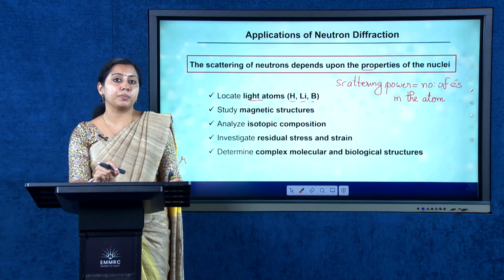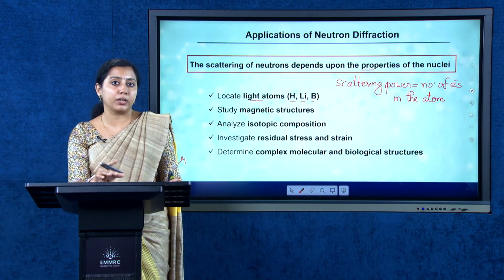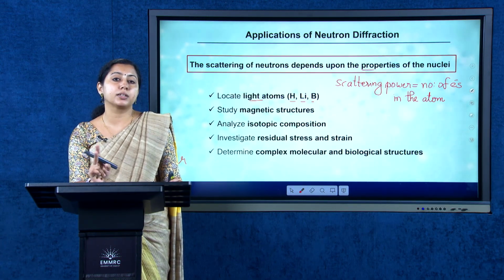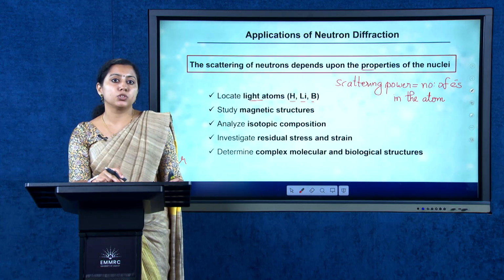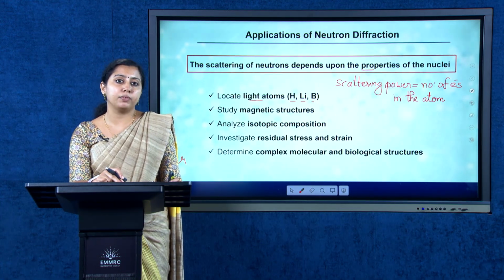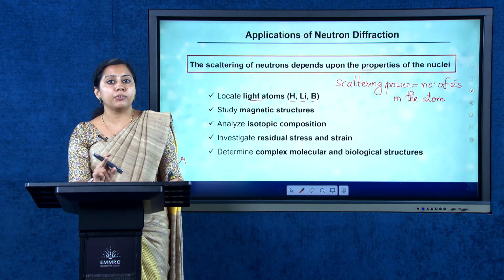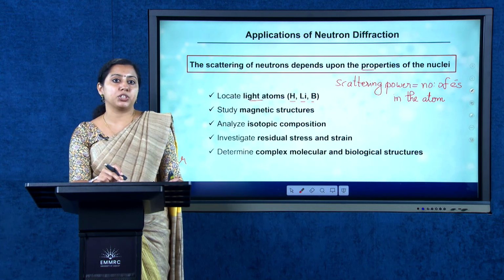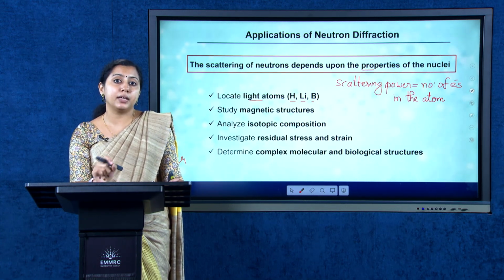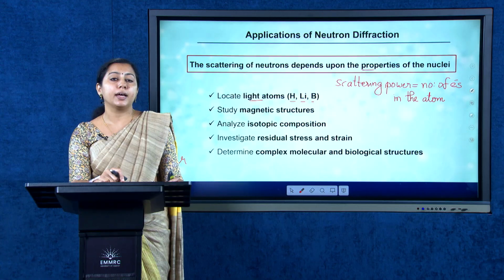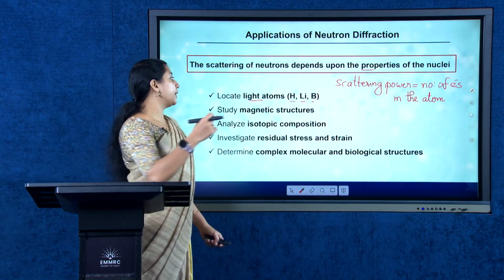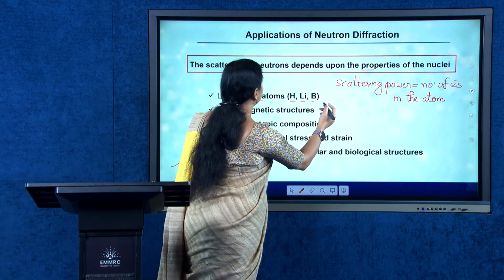We know that the scattering power is equal to the number of electrons. Greater the number of electrons, greater will be the scattering power. So, for light atoms, they scatter very weakly. So, if we employ neutron diffraction, they can penetrate deeply into the atomic nuclei, and hence we can easily locate light atoms like hydrogen, lithium, boron, etc.